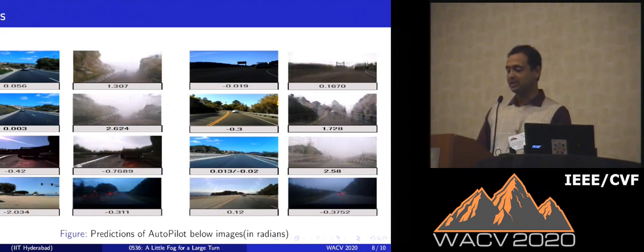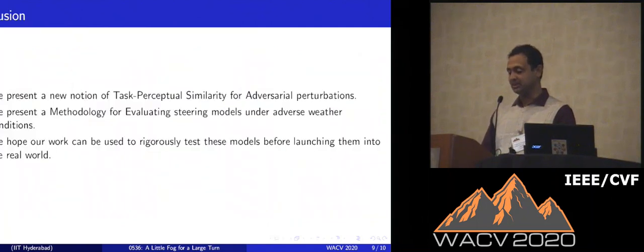From our results, we see that our method produces images with huge deviations from the original predictions. The odd columns indicate the sunny weather conditions, while the other columns show the generated foggy and rainy conditions with the respective predictions, and the difference in steering angles is significant. Throughout this work, we present a new notion of adversarial perturbations and a novel methodology for testing vision models for autonomous navigation. We hope this work can be used to better evaluate autonomous navigation models.